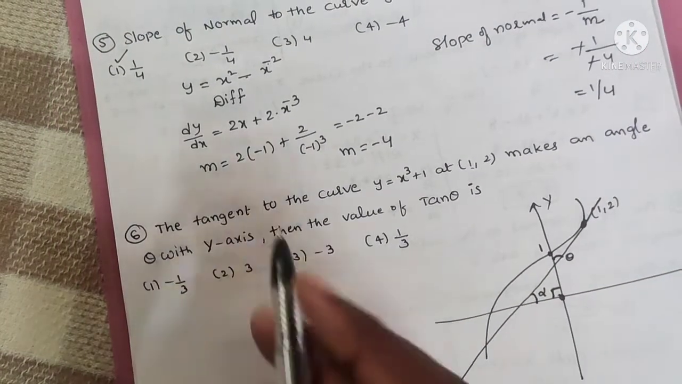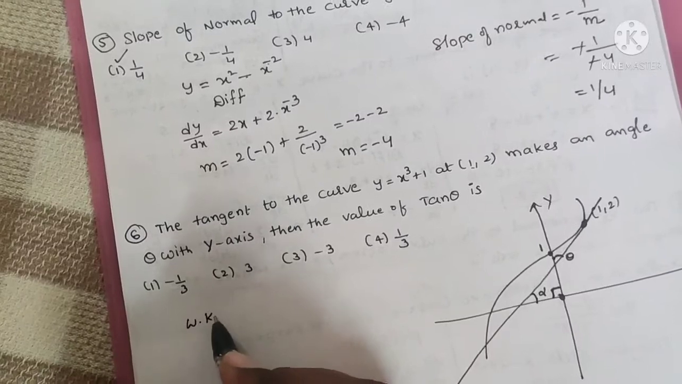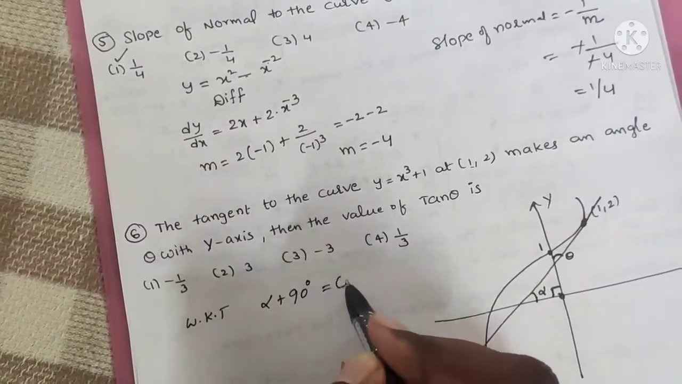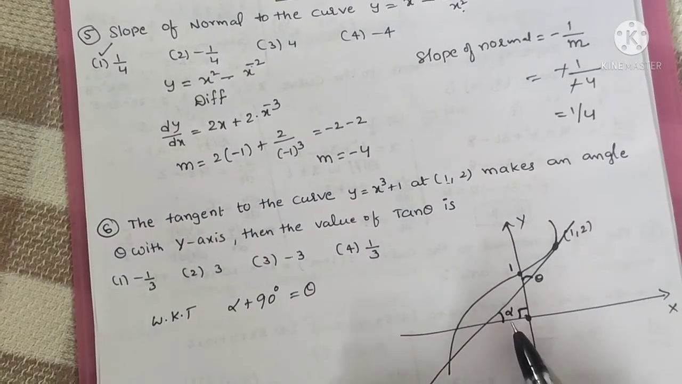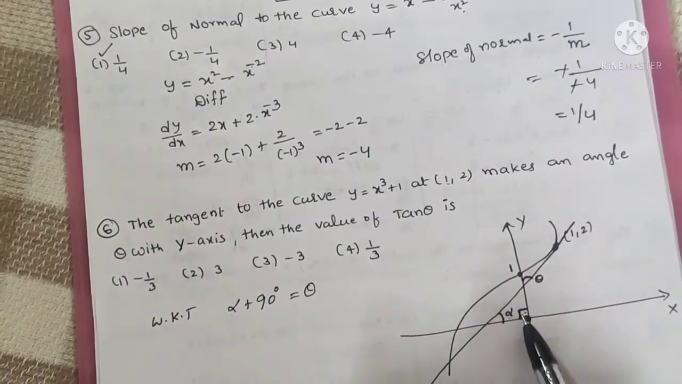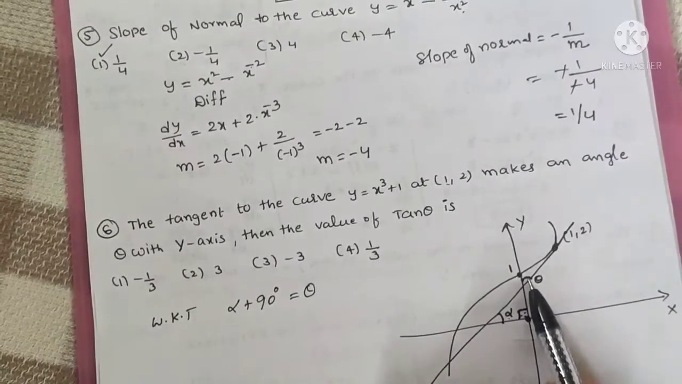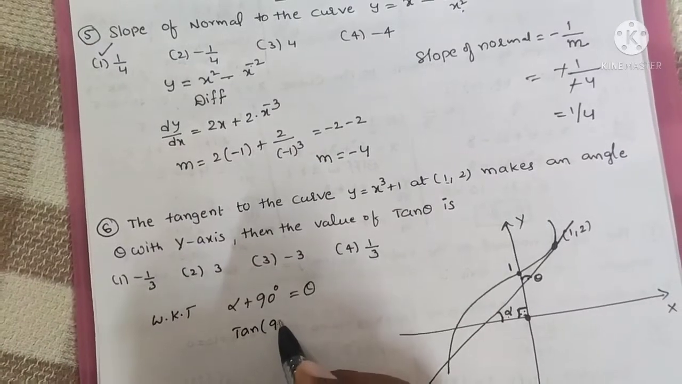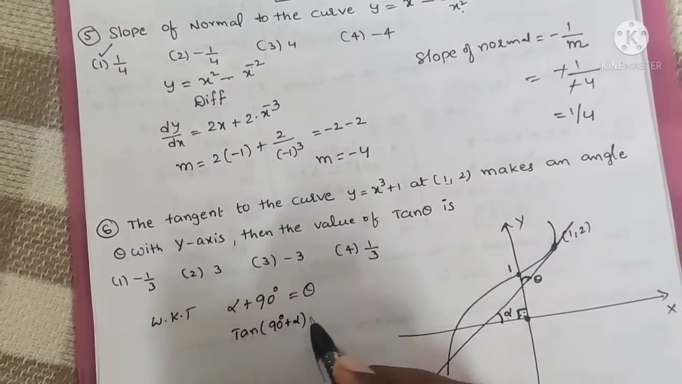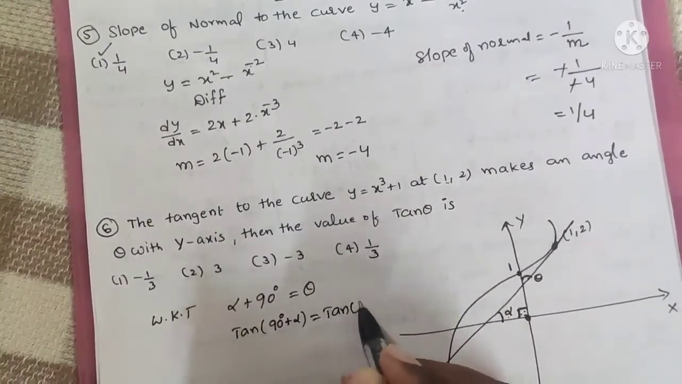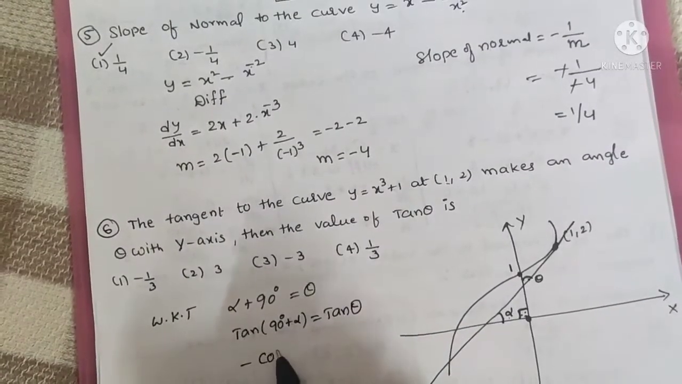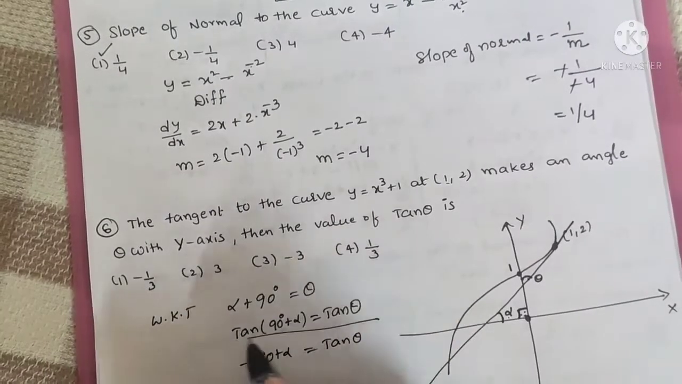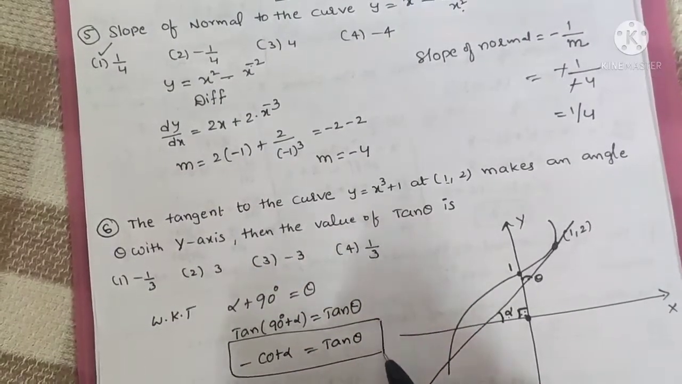We know one concept: the sum of two interior angles is equal to the opposite exterior angle. Here what are the interior angles? Alpha and 90. Both are the interior angles. And what is the opposite exterior angle? Theta. If you apply, tan of 90 plus alpha is equal to tan theta. Tan of 90 plus alpha is minus cot alpha, that equals tan theta. This is the condition we finally got.